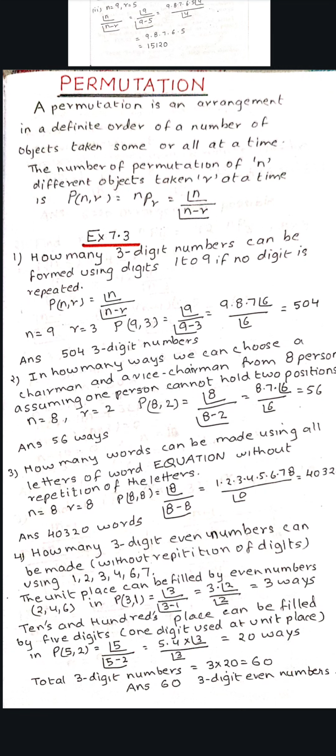Total 3-digit numbers should be the product of these two, that is 3 and 20, that is 60 ways. So 60 3-digit even numbers can be formed.